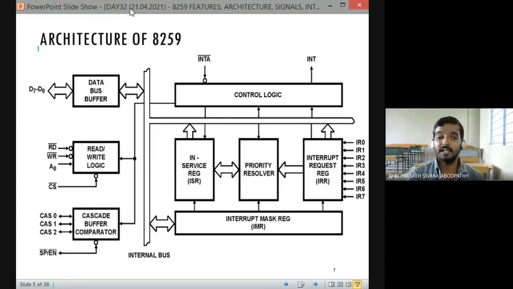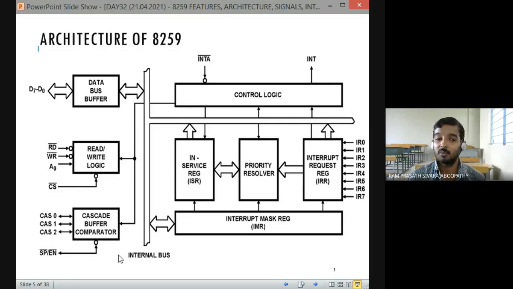Whatever I have discussed so far in this architecture, I am going to explain in detail. Okay, each and every signal of 8259. Shall we proceed? Anything we have missed from this architecture diagram? See, this portion we call it as for cascading purpose. This particular block is available. We are going to deal only with single mode operation.